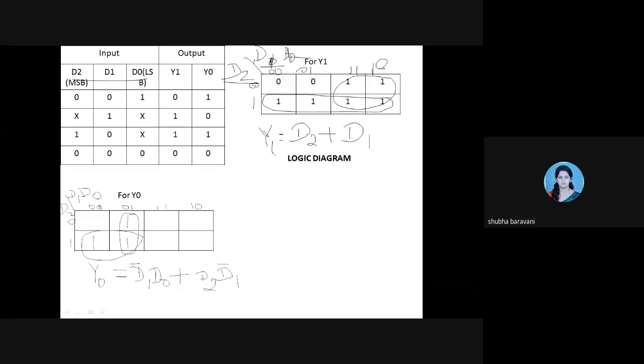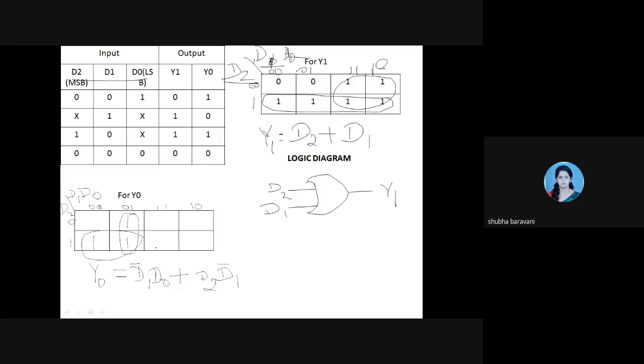Now I want to draw the logic diagram. Y1 is what? D2 plus D1. So I put a simple OR gate, simple gate, okay? This output is Y1 and this is D2 and this is D1. ये हुआ Y1 का implementation.